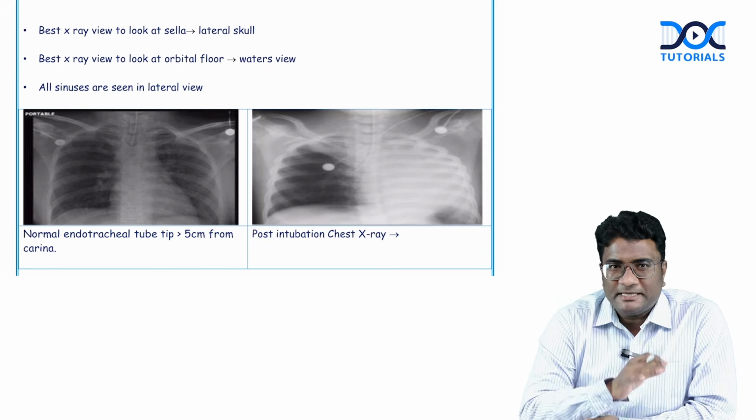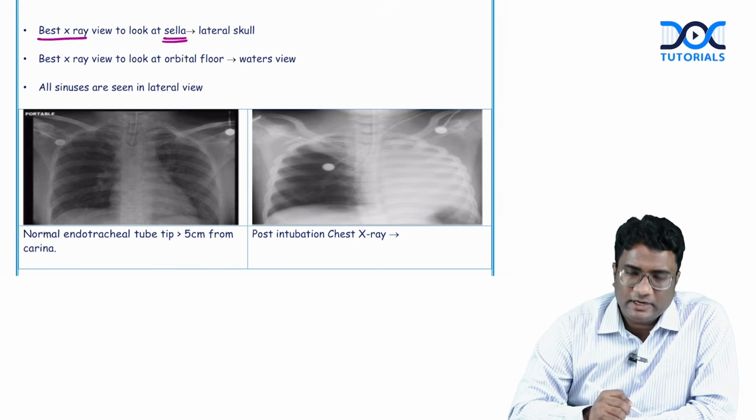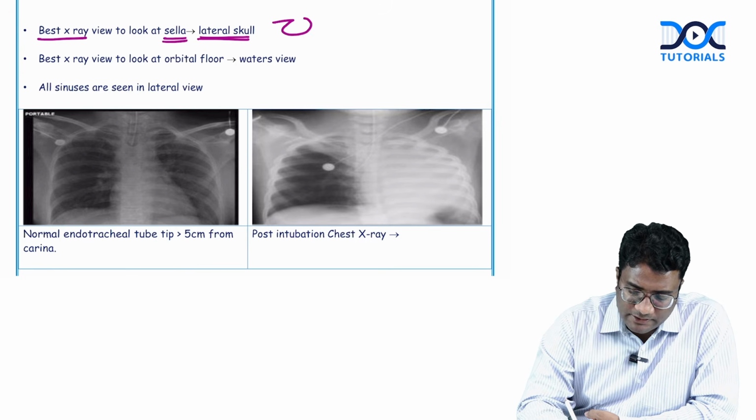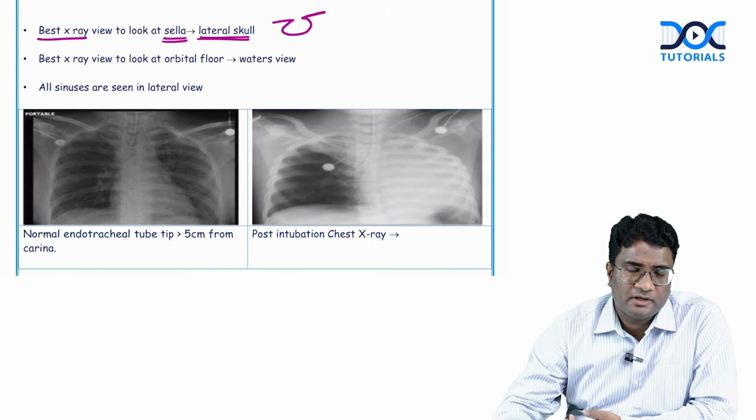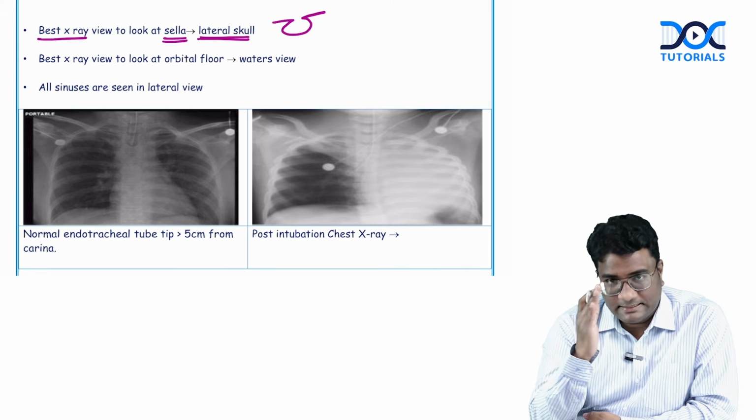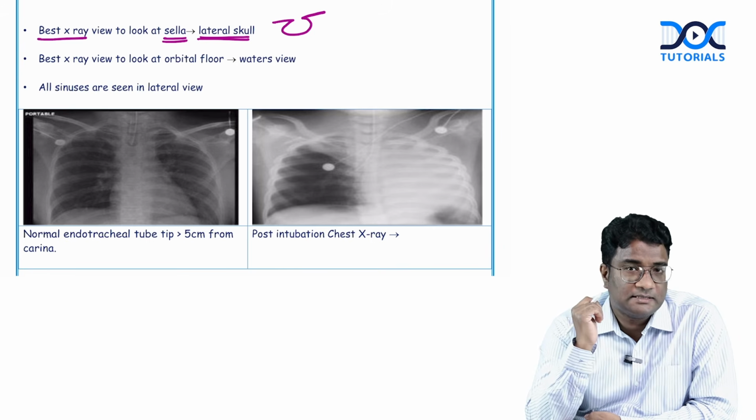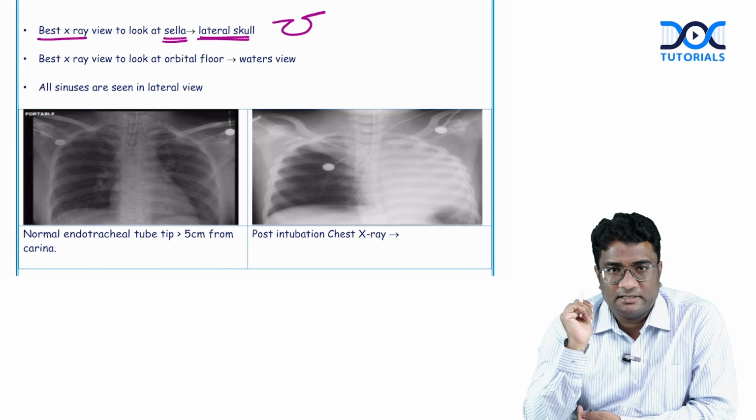And what is the best X-ray view to look at the Sella Turcica, the area of the pituitary? The best X-ray view to look at the Sella Turcica is a lateral skull X-ray. The Pituitary Fossa is best seen on a lateral skull radiograph. And also all the paranasal sinuses, a part of the frontal, the ethmoidal, the sphenoid sinus right below the sella, can be seen in a single lateral skull radiograph.